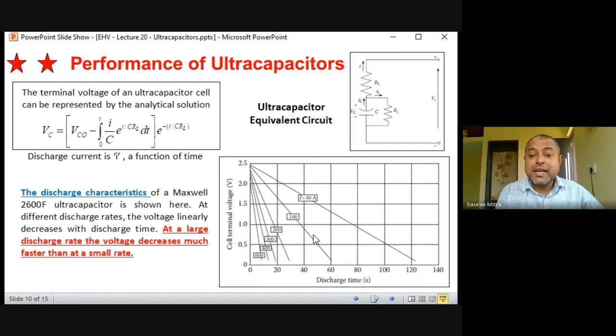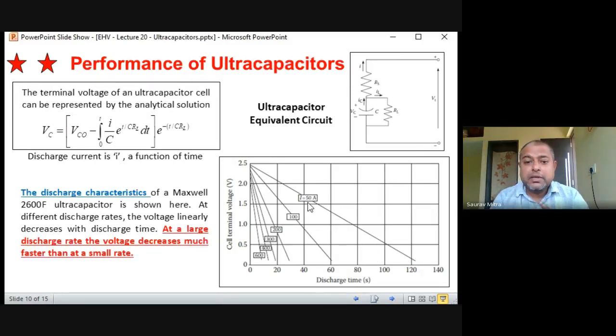But if you are asking for 100 ampere current, it will discharge very fast, and within 60 seconds the ultracapacitor will discharge. So it can supply very high current, but what is the discharge time in seconds? Very important graph. Okay, remember. With 50 ampere current, it will only supply for 2 minutes or 120 seconds.